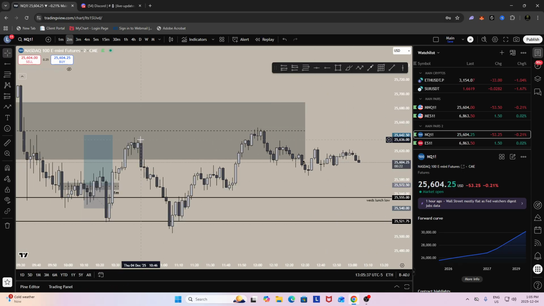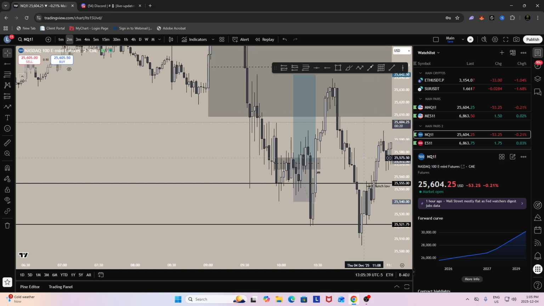So from here, I basically was scaling down and kind of looking for a mech reversal. Here's the initial sweep. We end up getting an internal sweep of this low, as you can see. So we end up getting an internal sweep after sweeping out a higher time frame sell side draw on liquidity.